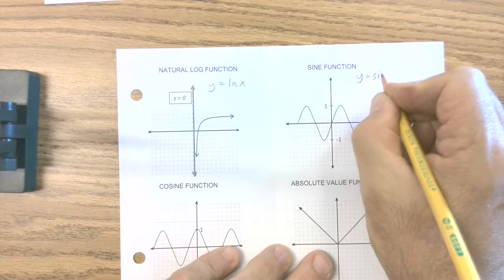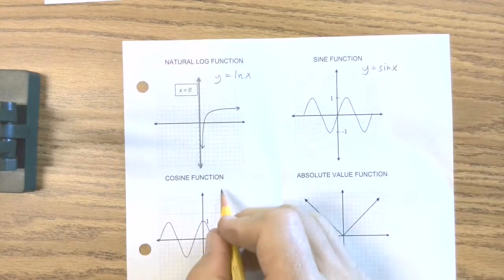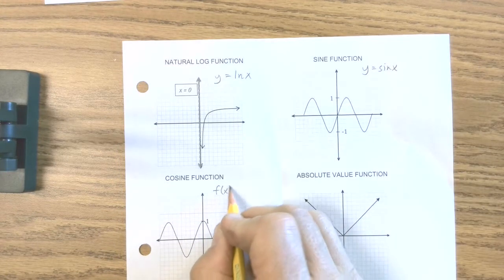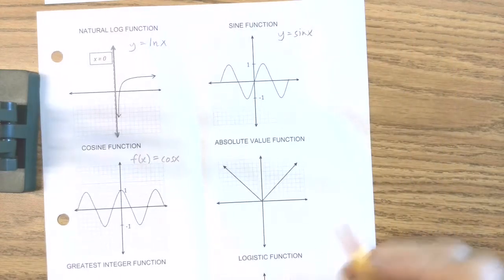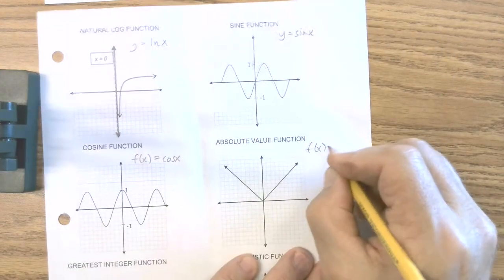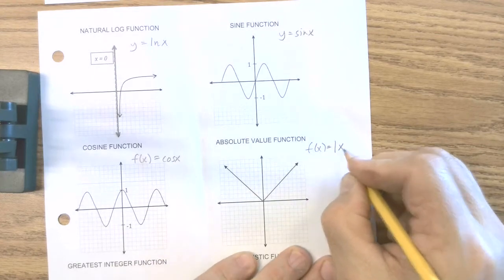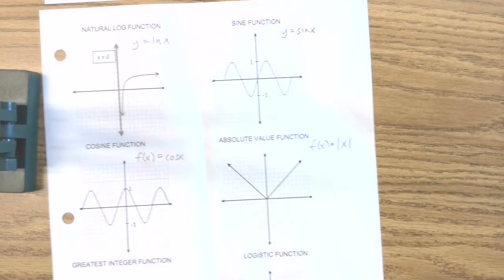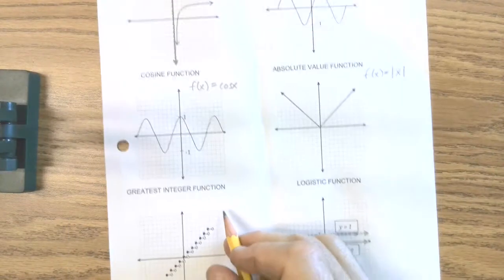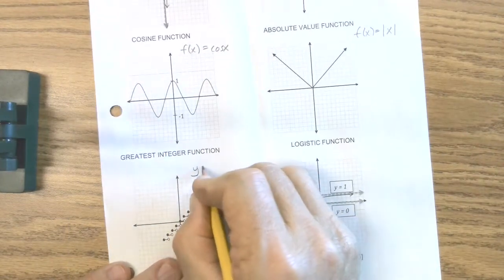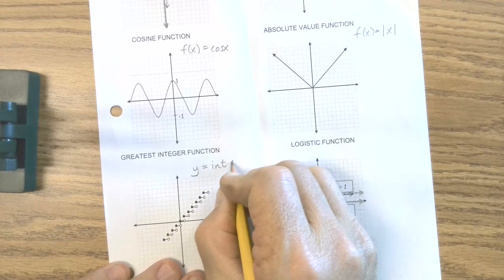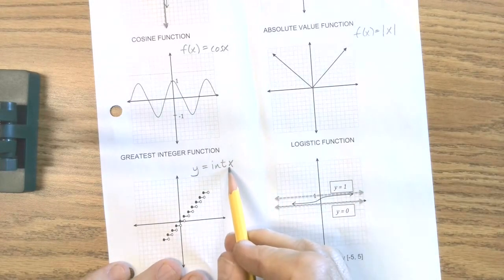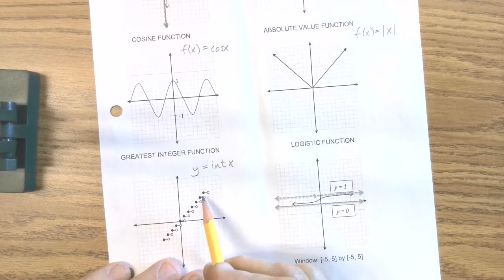Y equals sine of x. Cosine, let's mix it up. F of x equals cosine of x. Absolute value function, f of x, pretty straightforward, absolute value of x. Greatest integer function, this one's a bizarre one. This is y equals, and that stands for integer of x. So if I put in like a 2.1, it would convert it to 2. It just converts it to an integer. That's why these are all whole numbers.